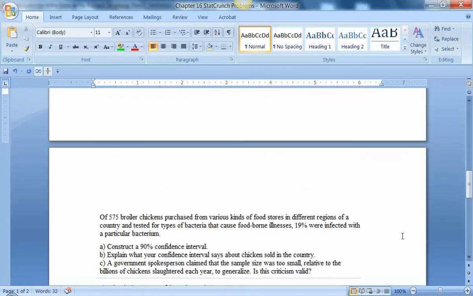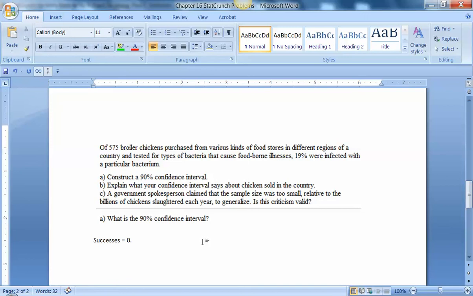All right, so let's go to the next problem that I was going to do today, and that was finding a confidence interval, similar to what we just did. And again, we still need the successes. We don't have the successes here, so you always need the successes to go into the tool. What's my proportion here? 19%, and my sample size was 575. If I multiply, I get successes of 109. So 109 out of the 575 broiler chickens were infected. And they want us to do a 90% confidence interval. So I need the successes, the sample size, and the confidence level.